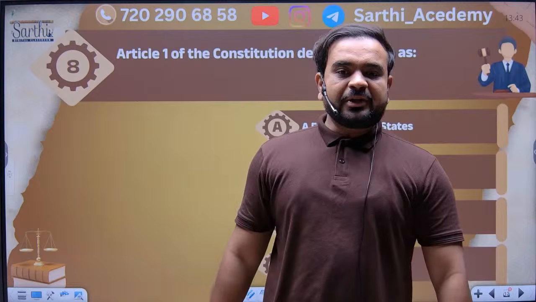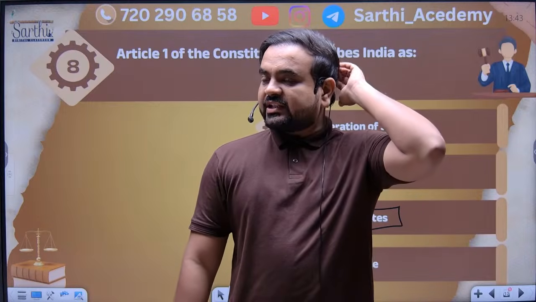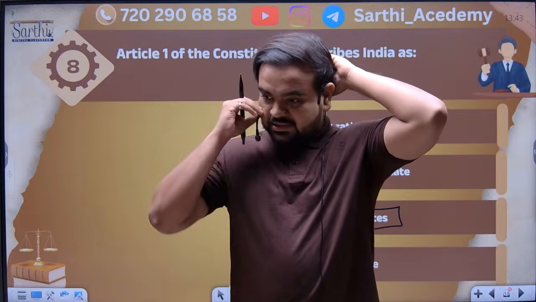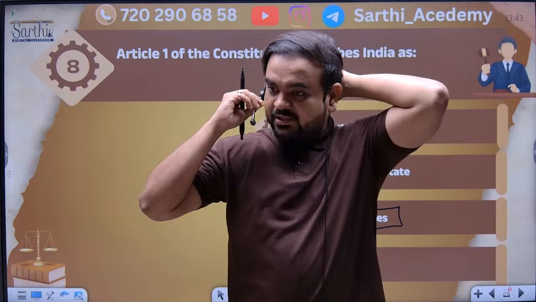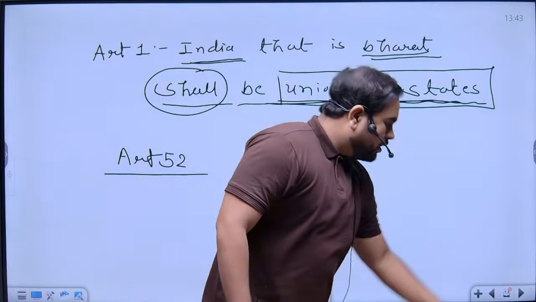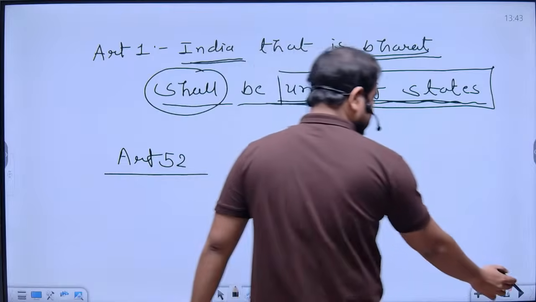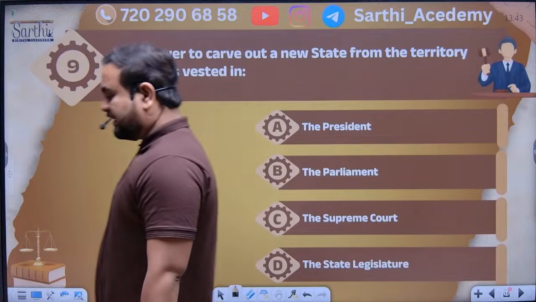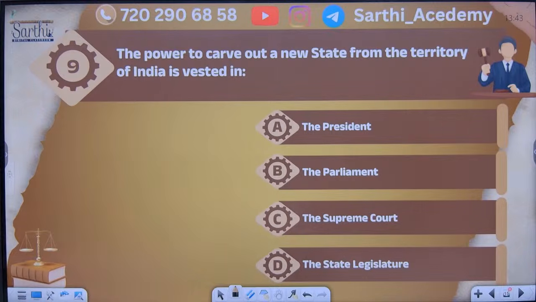Yes, article number 52. And article number 52 says that there shall be President of India. That means President of India will be there. We will go for the next question. That is question number 9. Please solve this question number 9.